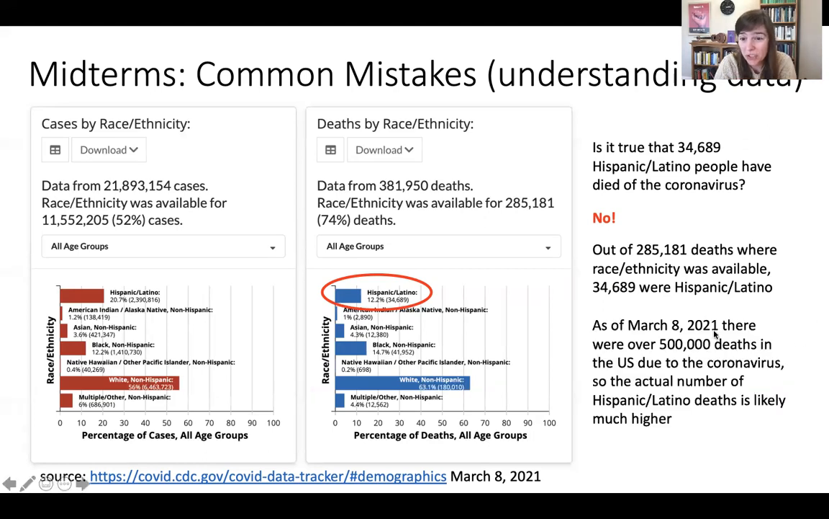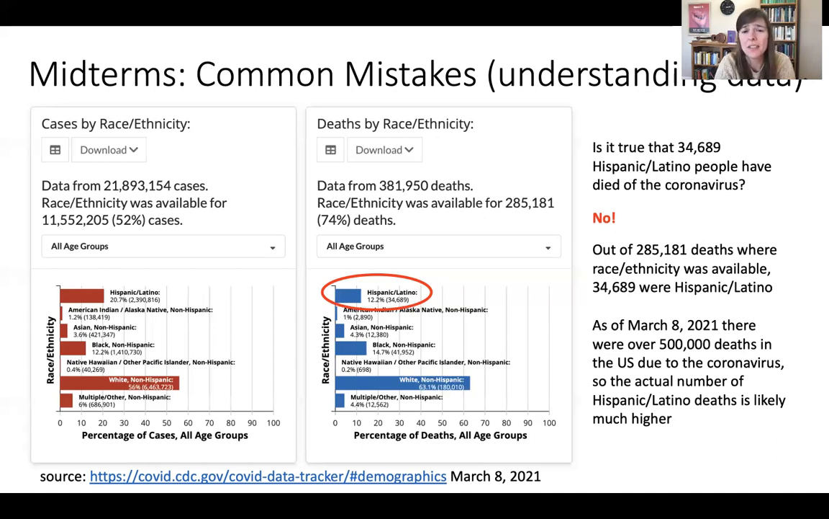And as I said, as of March 8th, 2021, there were over 500,000 deaths in the US due to the coronavirus. So actually, the total number of Hispanic Latino deaths due to coronavirus is likely much higher. If you want to have an estimate of what the total number of Hispanic Latino deaths are, you can use this information to help with that. This percent number is going to be better to use in your calculation than this total number. Because this is saying, well, the data we have, it looks like 12.2% of the deaths due to COVID are in the Hispanic Latino population.